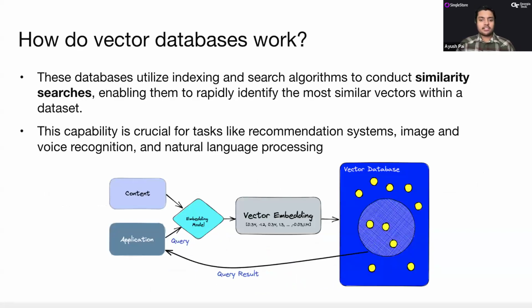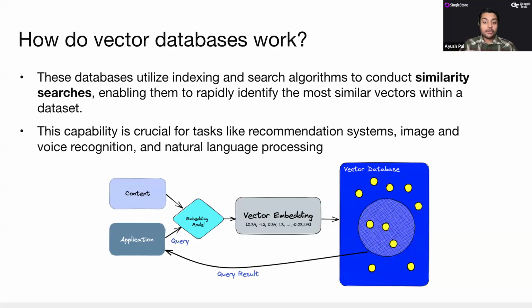So vector databases stand apart from traditional databases due to their sophisticated indexing and search algorithms, which allow them to perform something called similarity searches. These are not your average searches. They're designed specifically to sift through vast data sets to find vectors, essentially points in a multidimensional space, that are most alike, right? So this functionality forms the core of recommendation systems that curate personalized content, whether it be music, news feeds, shopping recommendations.